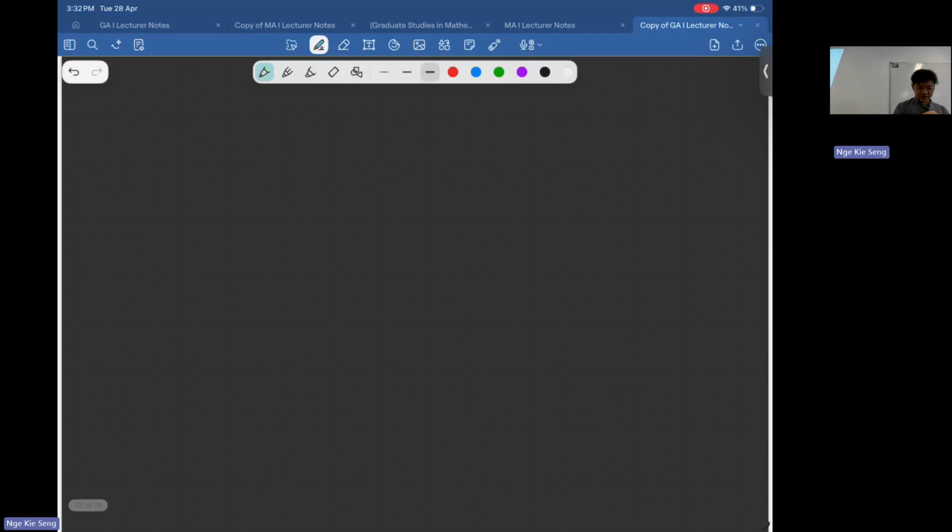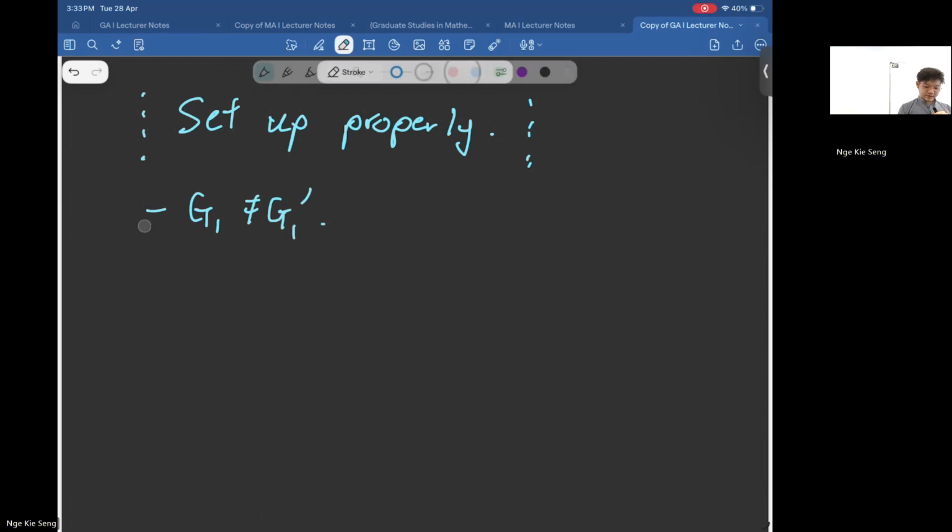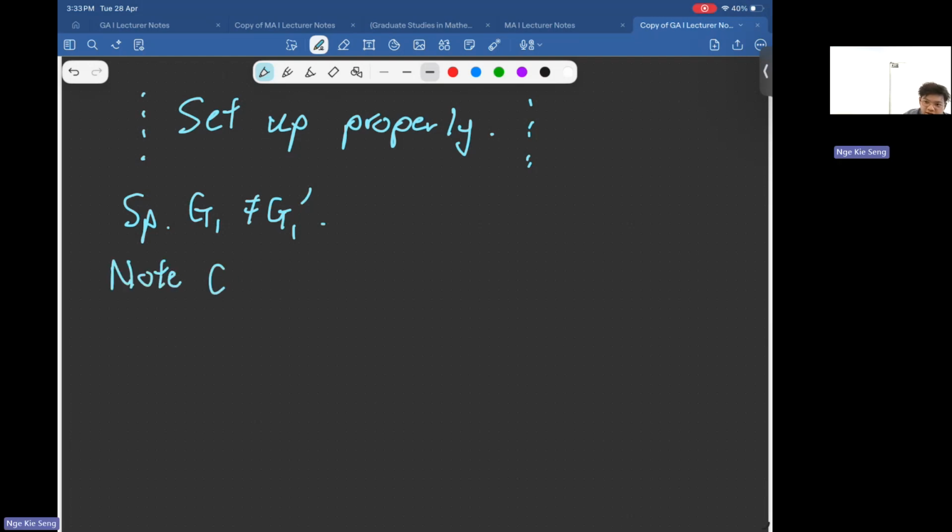Can I skip all the things that we said just now? Here we set up properly, and let me be a bit sloppy in this class. I have notes. Suppose G1 is not equal to G1 prime, the next one is not equal. What should we do here? Something to note is that G1 times G1 prime should be everything.